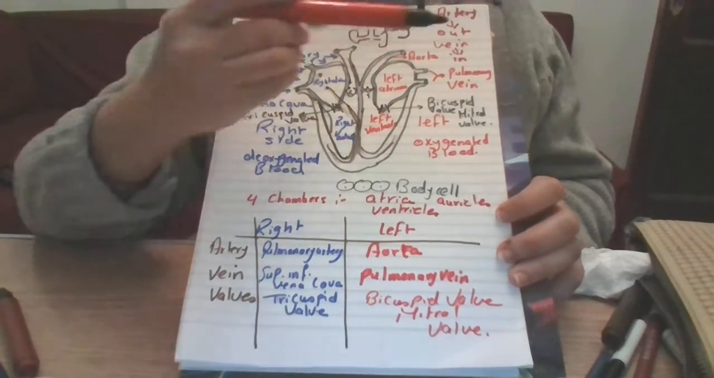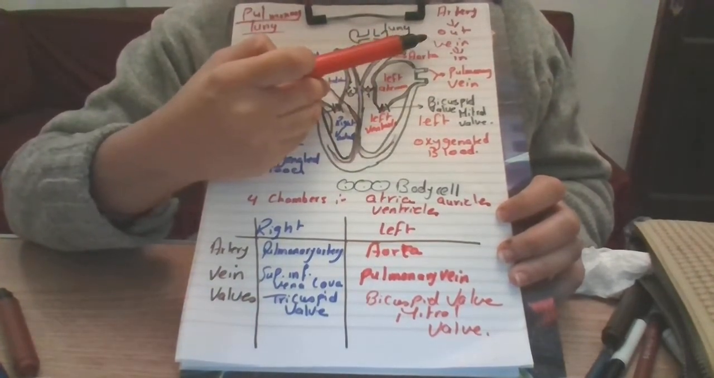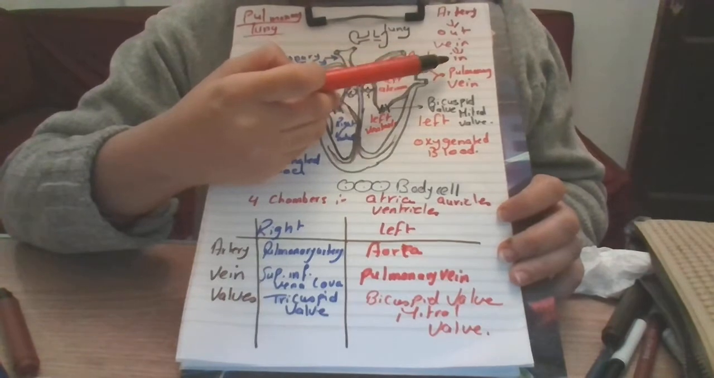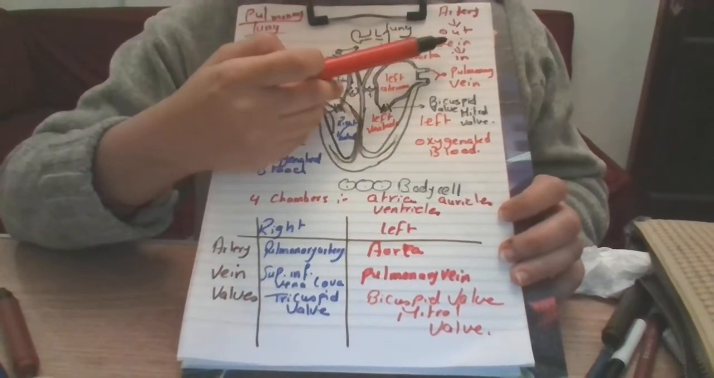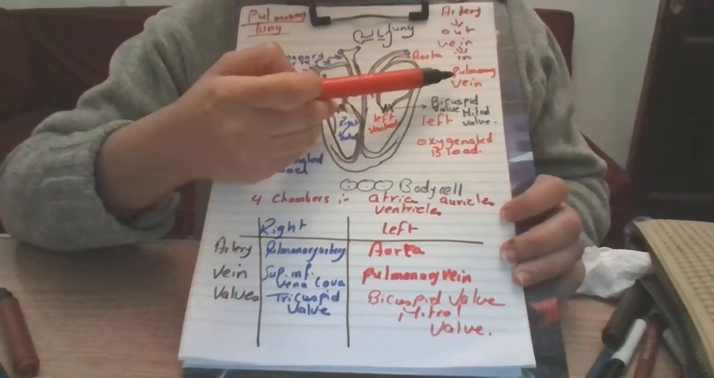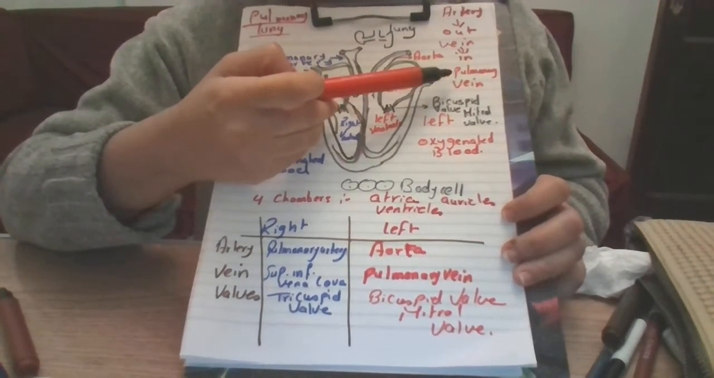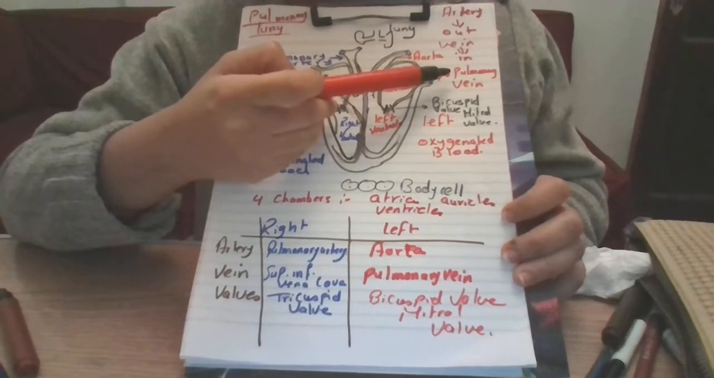Let's take a keyword: artery pumps the blood out of the heart. Vein receives the blood inside the heart. So artery out, vein in. The word pulmonary means lung.